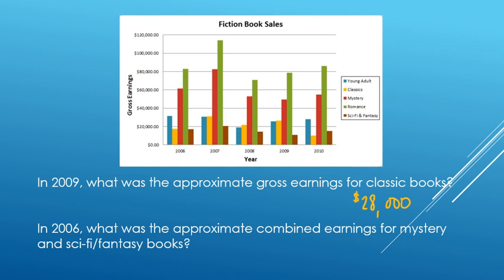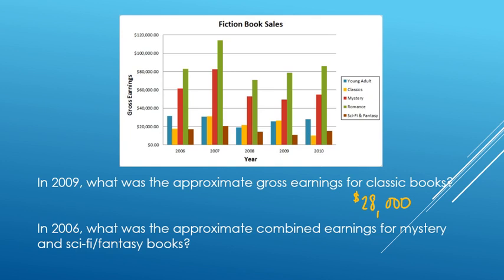Now there is a little bit of leeway here. If you were to get a question like this on a quiz or a test, I would allow a certain quantity of leeway as far as what your answer would be. 30,000 I would probably be okay with, even though it's really not quite halfway. But I think 28,000 or within a couple thousand of there is going to be a reasonable estimate for the gross earnings. In the year 2006, what was the approximate combined earnings for mystery books and for sci-fi and fantasy books?